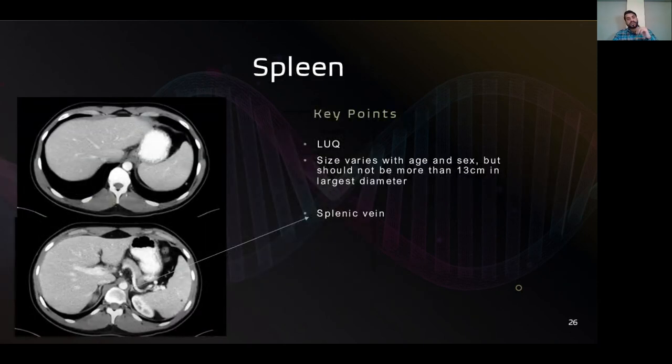Right, so the next organ is the spleen, which is here, okay? So that's the left side of the abdomen, and it varies with age and sex, but shouldn't be more than 13 centimeters in the largest diameter, which is basically the diameter where you can measure the largest size. Okay, and one of the best ways to find the spleen is basically to follow the splenic vein when it comes off the inferior vena cava. So here is basically the splenic vein.